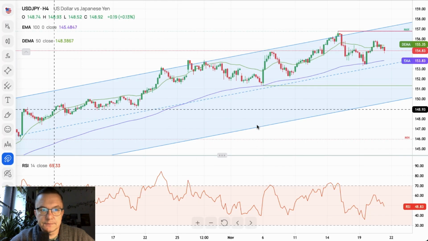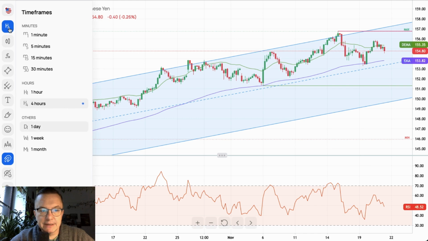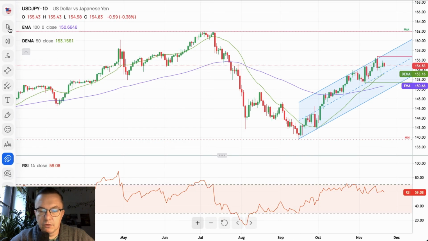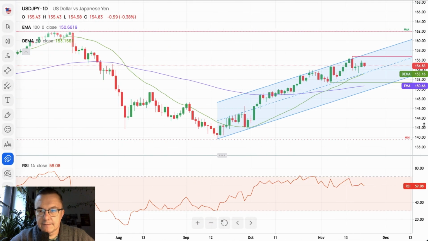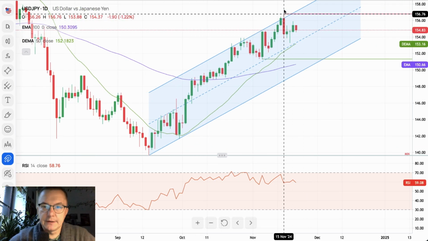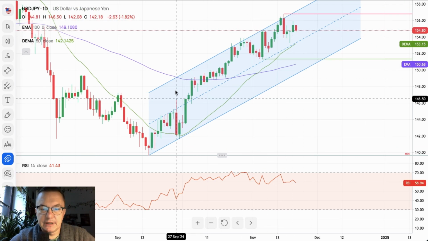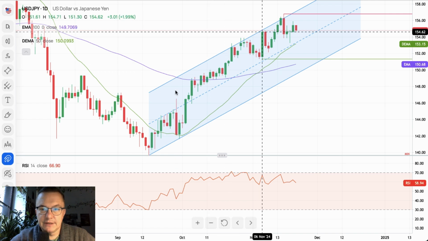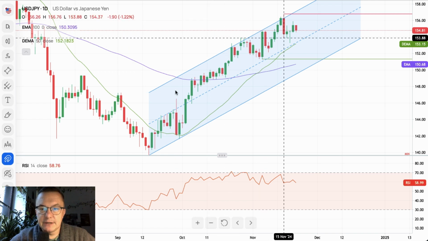Now dollar to Japanese yen. Let's switch to the daily. What do we have here? Because it's quite important to see this. We have a bearish engulfing. There was some kind of bearish engulfing before, one was here, one was here. Now we got the bearish engulfing.